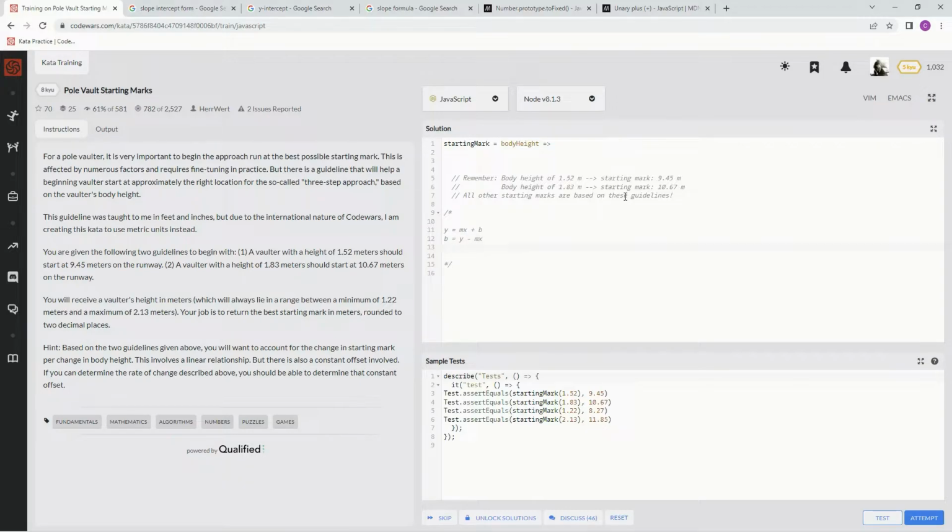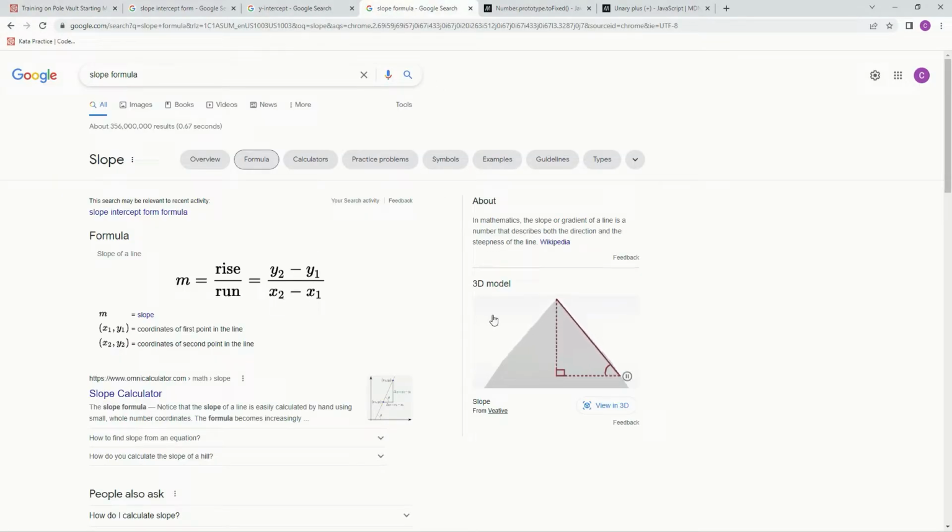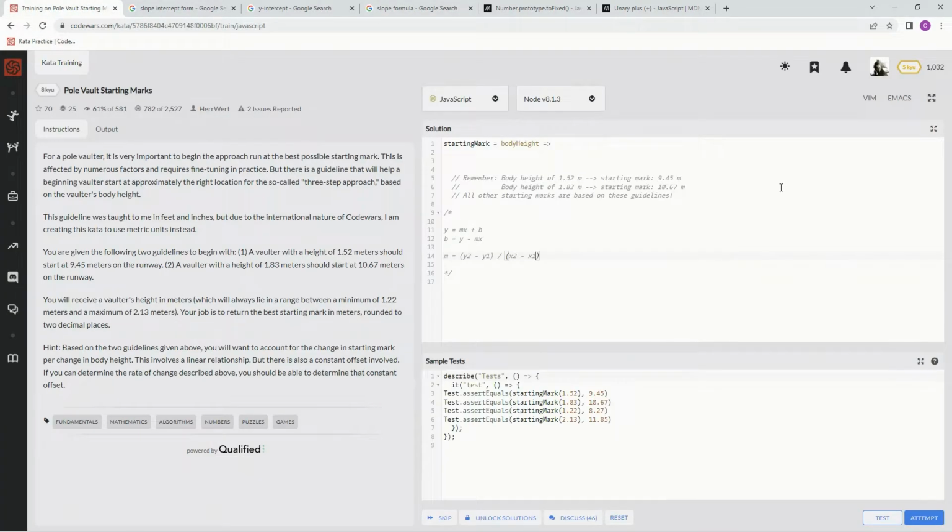Also, we need to know the slope. And so slope formula, m equals, what is it? Y2 minus Y1 over X2 minus X1. All right? That's the slope according to this right here. Check it out. So now we can find anything along that line.